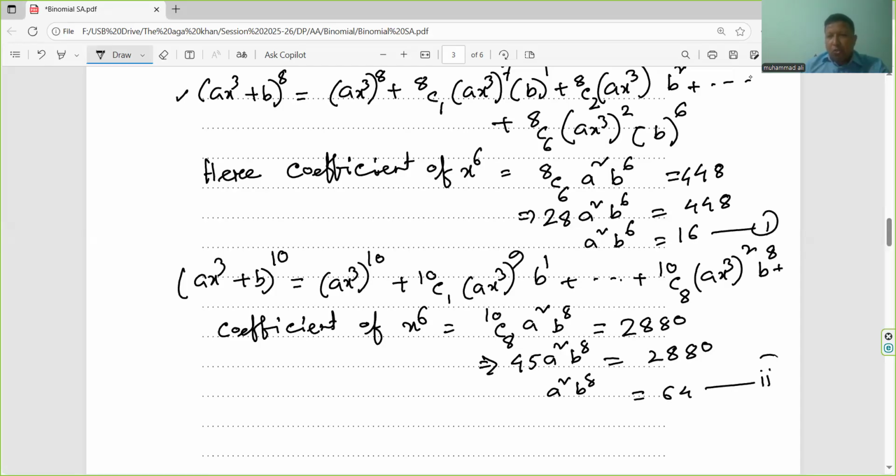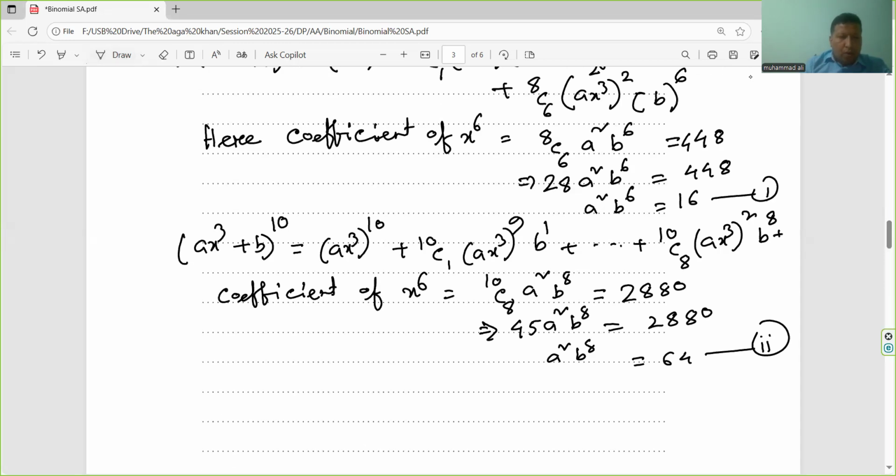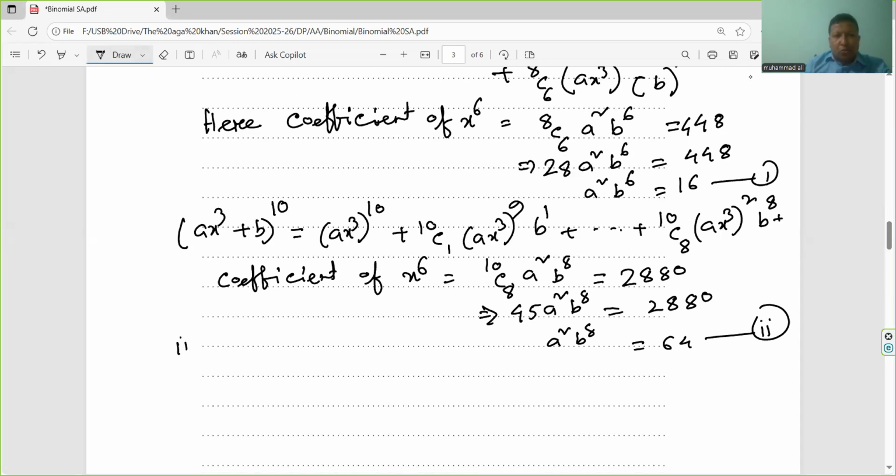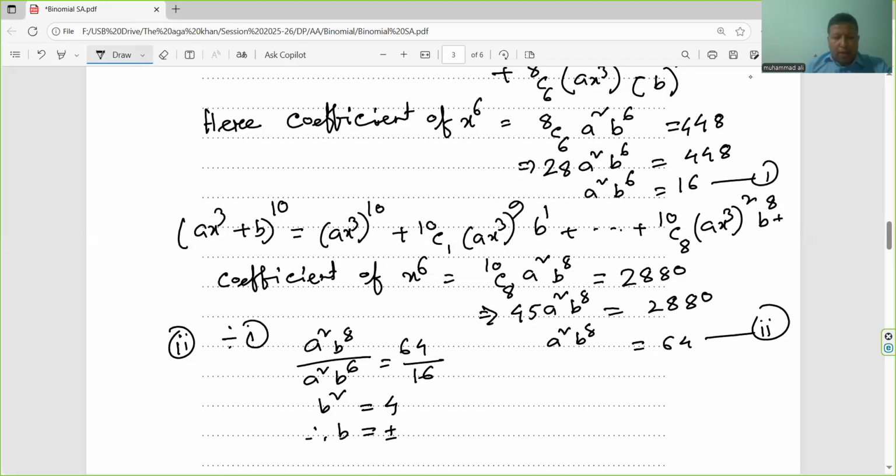This is equation 2. Now divide equation 2 by equation 1. We'll get a squared b to the power 8 over a squared b to the power 6 equals 64 by 16. So b squared equals 4. So b equals plus or minus 2, but b is greater than 0, so we have to take b positive.